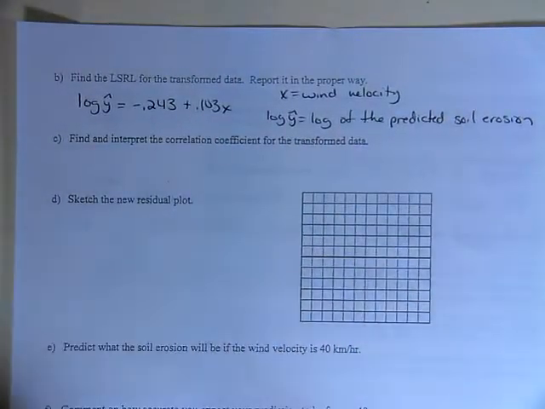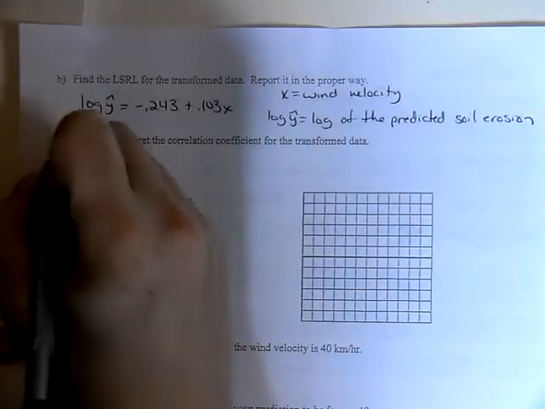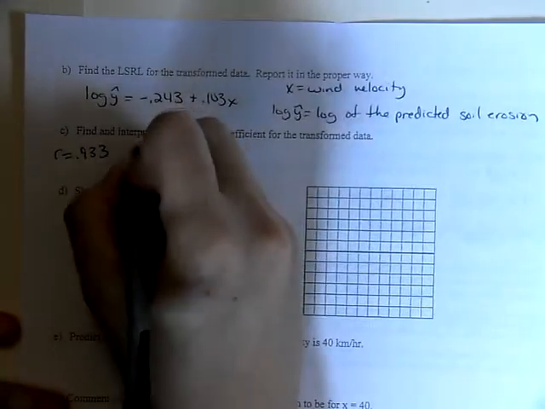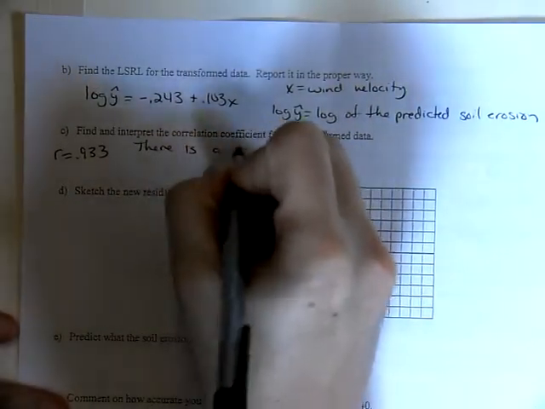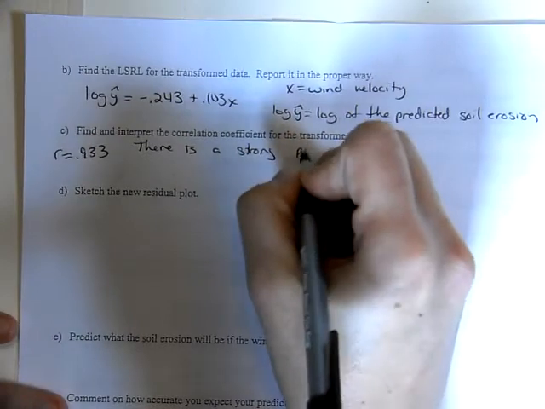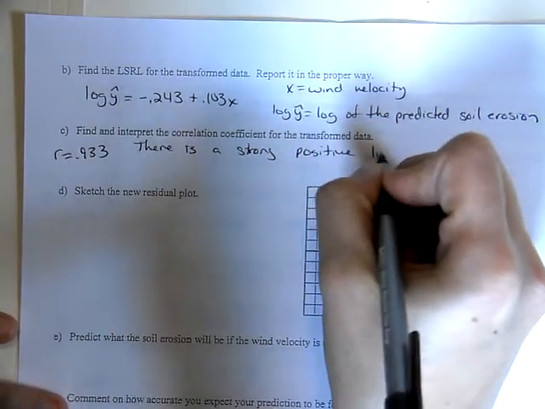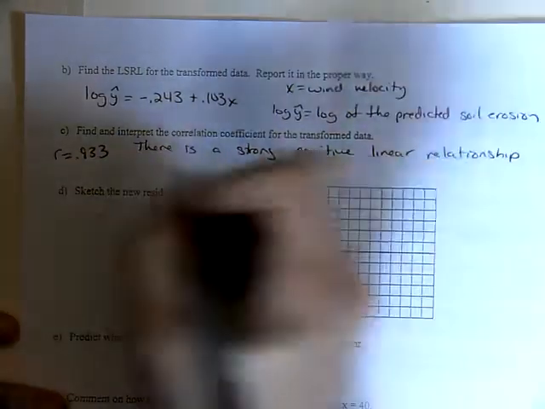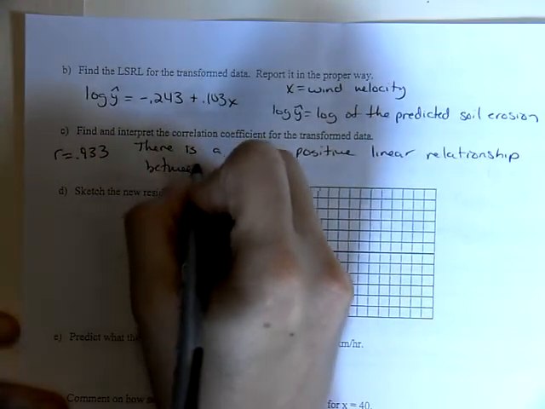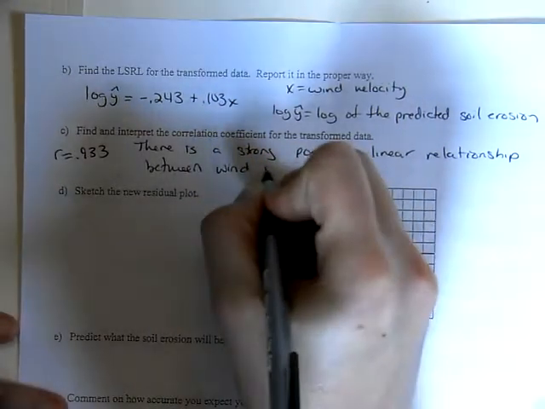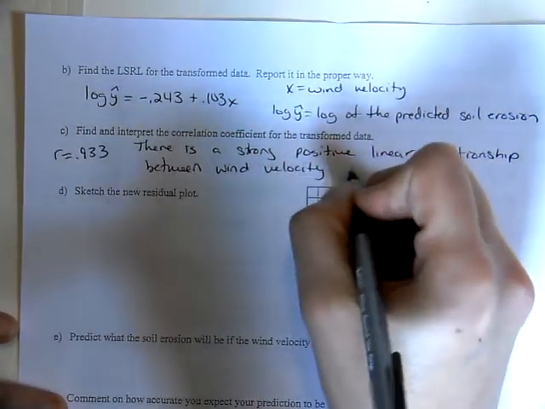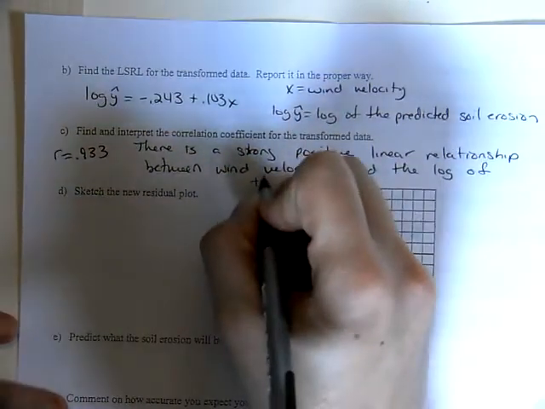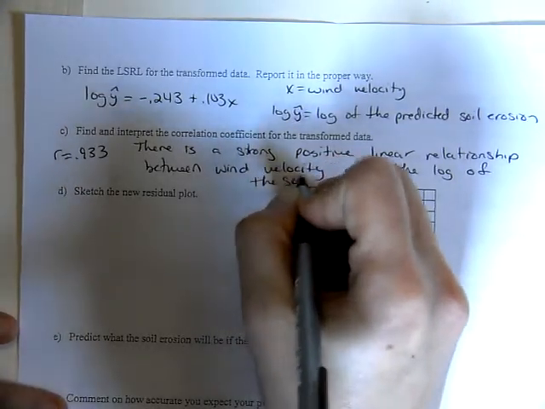Okay. Find and interpret the correlation coefficient. So here r is 0.933. Just like I said before, there is a strong positive linear relationship between wind velocity and the log of the soil erosion.